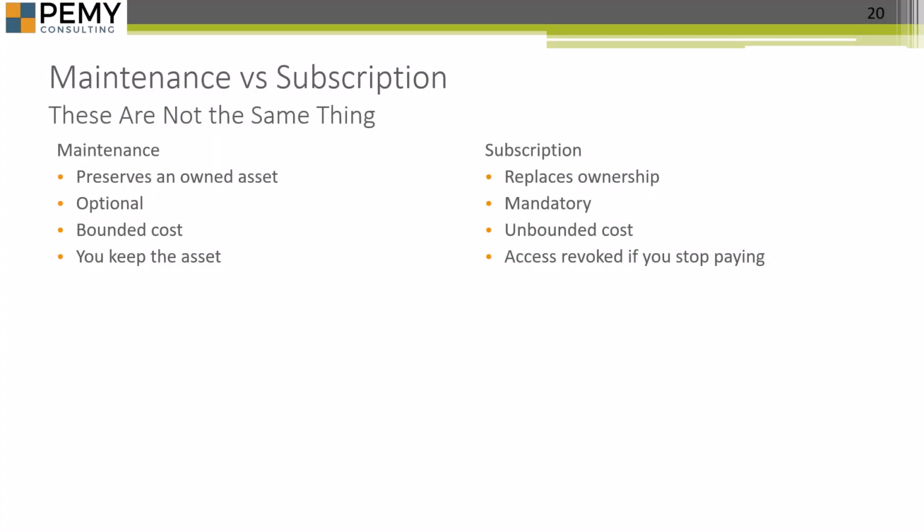The key difference is that maintenance fees are about preserving something you already own, while subscription fees are about continually paying for something you never own. Maintenance is a bounded, optional cost that keeps an owned asset in good shape. A subscription is an unbounded, mandatory cost that never results in ownership.